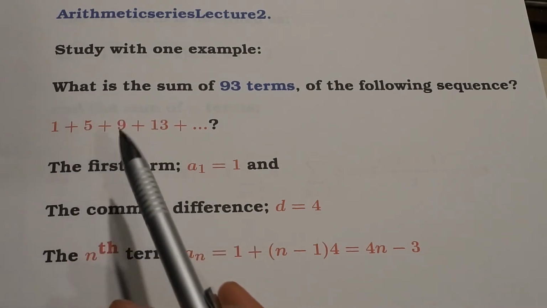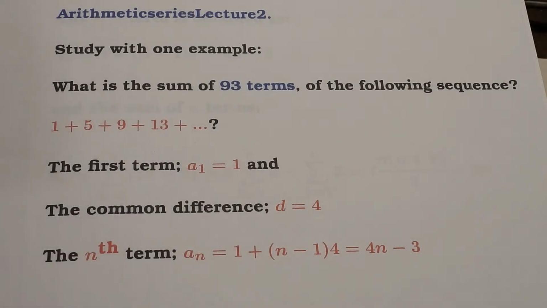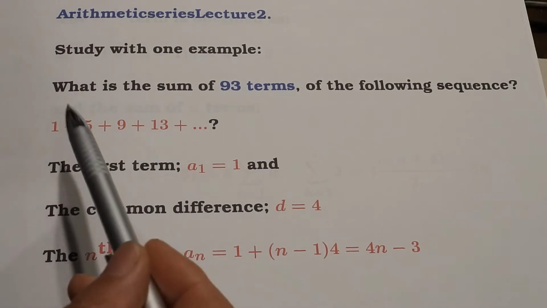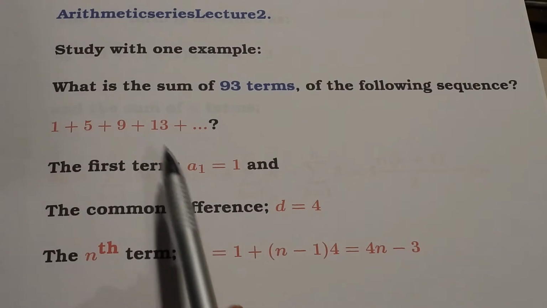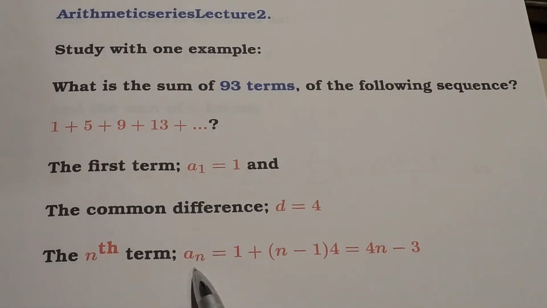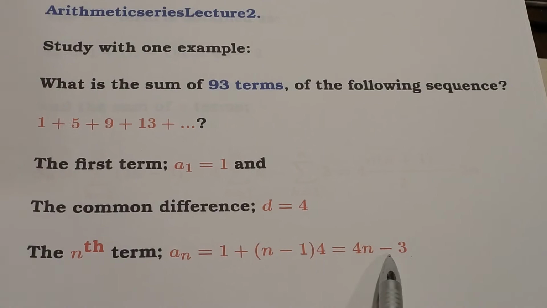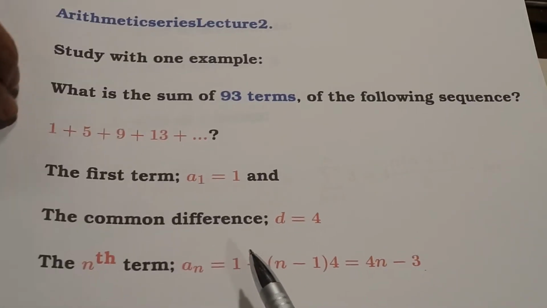1 plus 5 plus 9 plus 13. If you look at this, each time it increases by 4, increases by 4, increases by 4. So you can get the nth term using the formula first value plus n minus 1 times 4. You multiply out and simplify, and you get 4n minus 3 at the end. 4n minus 3 is the nth term. Okay?